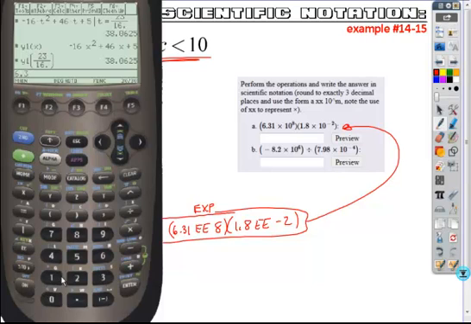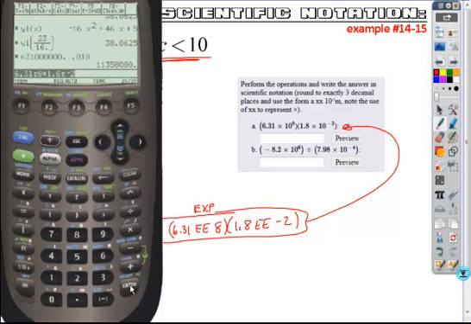So I have 6.31 times 10 to the power of 8. So that's how it's expressed on this calculator. And I'm multiplying that by 1.8 times 10 to the power of -2. And when I hit enter, I get my answer.